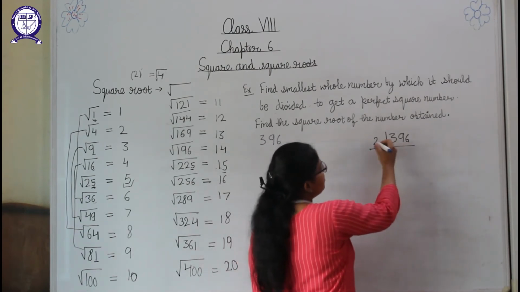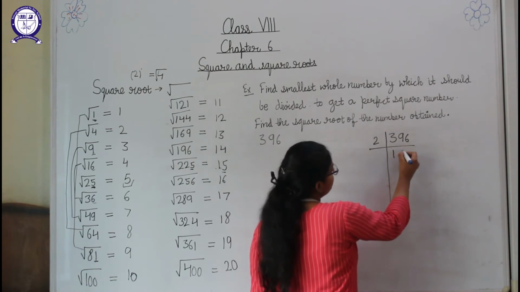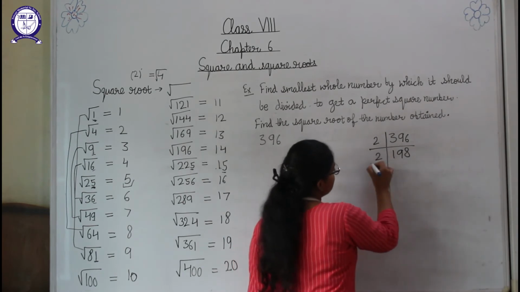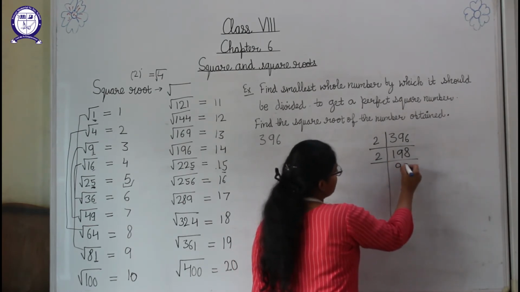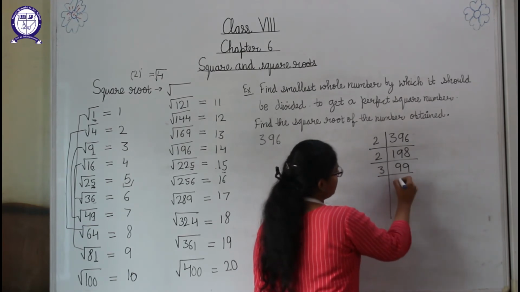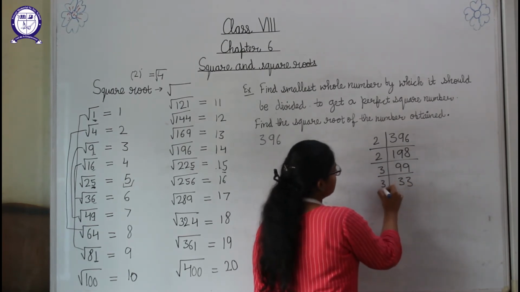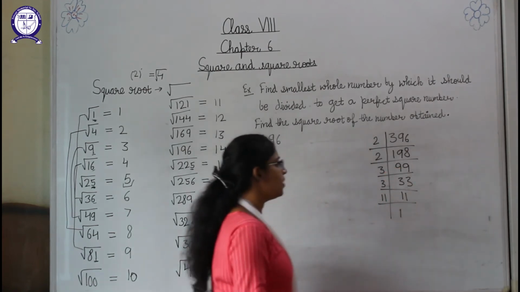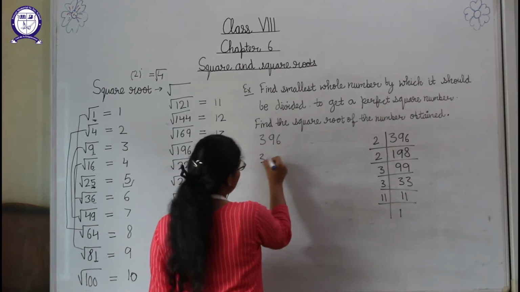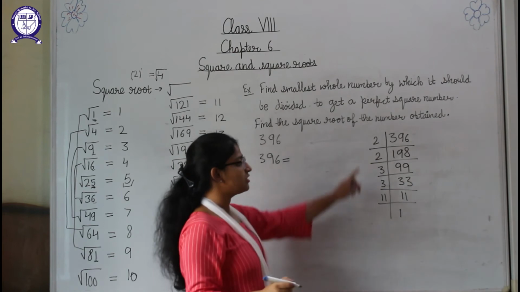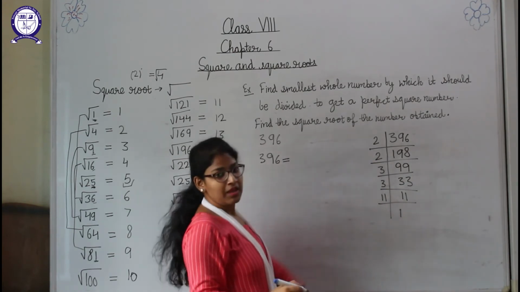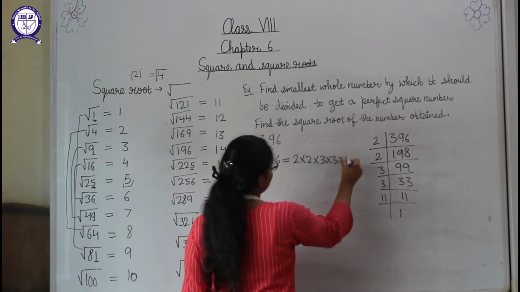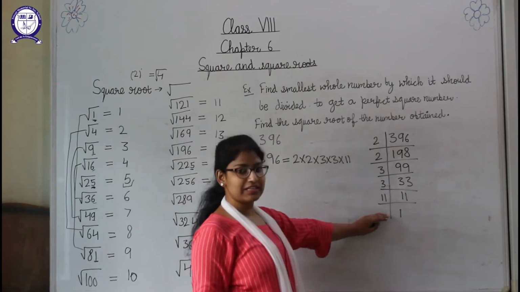Here 396 is given to us. 396 can be divided by 2, so here 2 1s is 2, then 2 9s is 18 and 2 8s is 16. Now it is again divisible by 2. So here 9 2s is 18, and we get 99. Now it is divisible by 3, so we are getting 33. Here 33 is also divisible by 3. We are getting 11, and 11 divided by 11 is 1. It means 396 in the form of prime factors we can write as 2 into 2 into 3 into 3 into 11. These are our prime factors here.